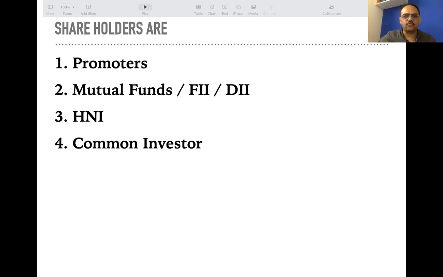He will hold for years together. As long as he is having that company, he will hold it for years together. So the shares which exchange hands are typically in the hands of mutual funds, FII, HNI, and common investors. So points 2, 3, and 4.